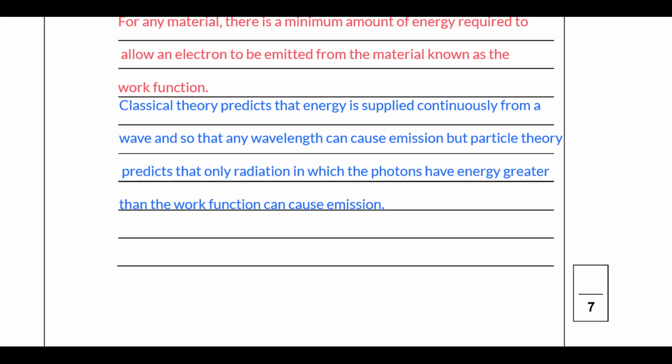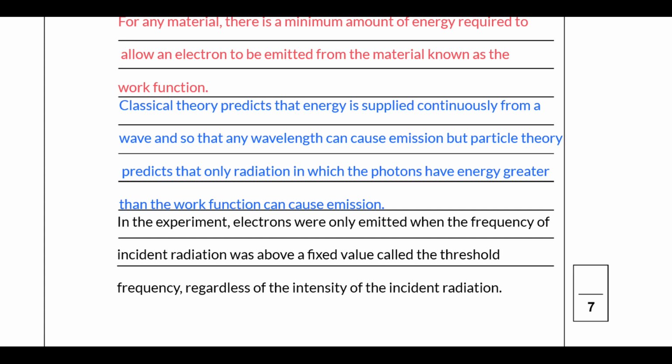And in terms of the evidence that was found, it was found by experimentation that electrons are only emitted when the frequency of radiation is above a fixed value, which is evidence for particle theory. So that's really the final nail in the coffin for the classical theory. The fact it predicted something that didn't happen is when a theory gets completely discredited in science, because that's how we put them to the test.